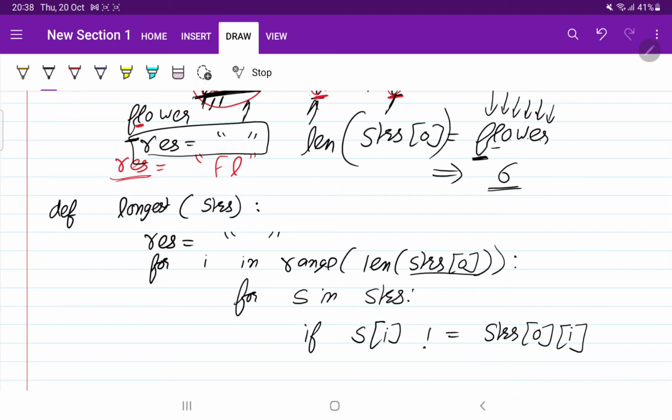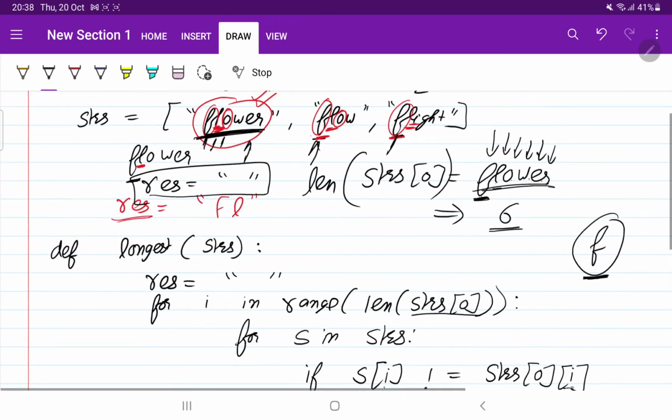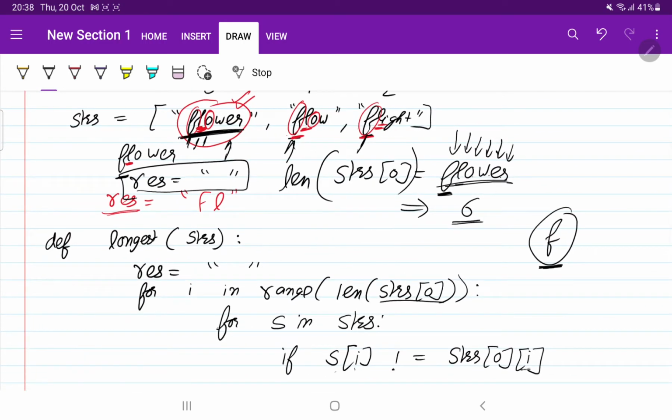So strs of 0 means we have picked the flower. So initially what will be the value of I? So the for loop will start from 0. So it means we have picked the f. S of I means first of all it will pick the letter from flower, and strs of 0 of I means first letter, so it will be f. So if they are matching then it's okay.